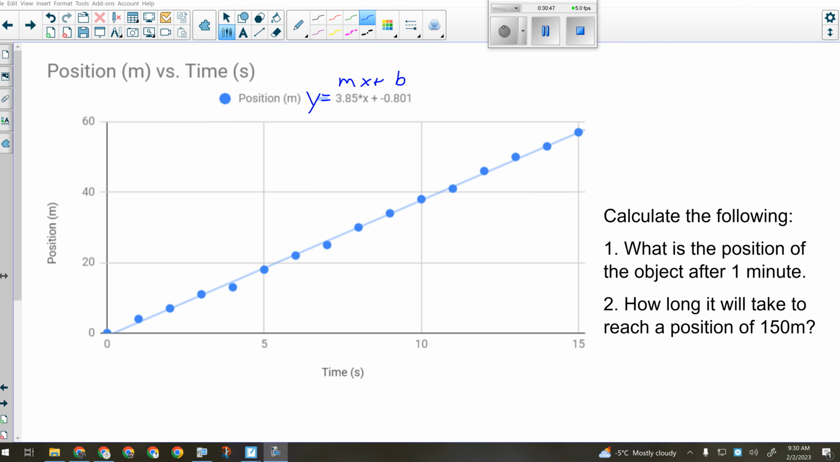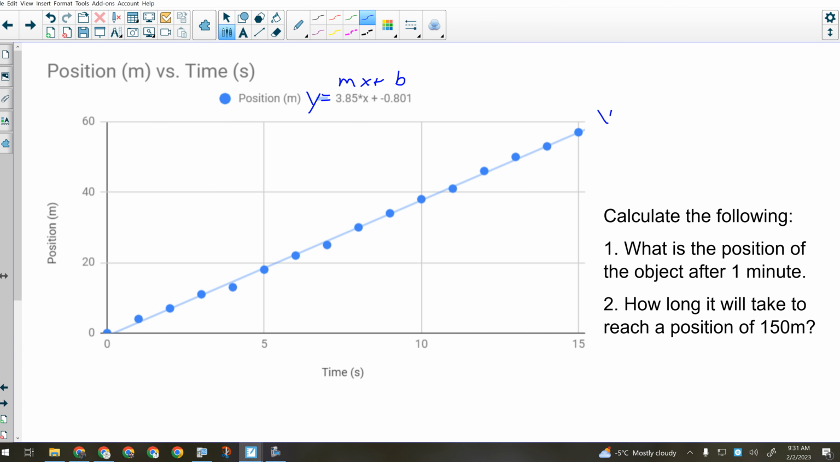So all we have to do is punch in 60 seconds for X. Remember, the units on the X-axis are seconds, but the question says 1 minute. It's a dirty trick, okay? But we have to be mindful of things like that.